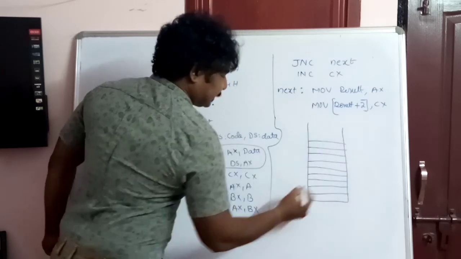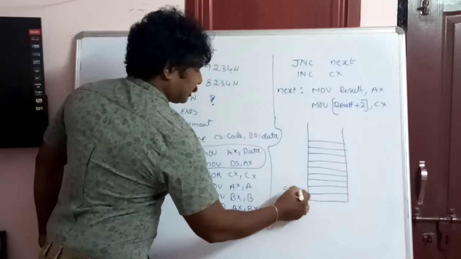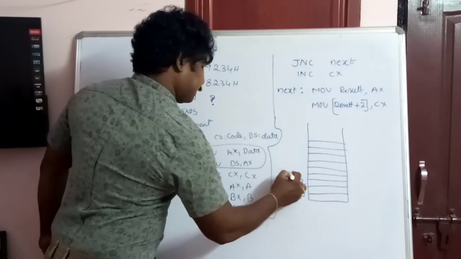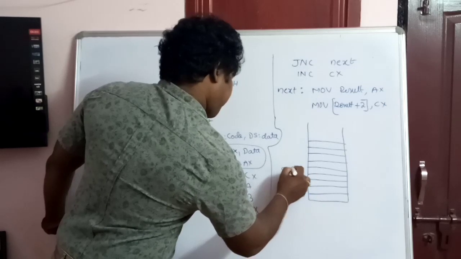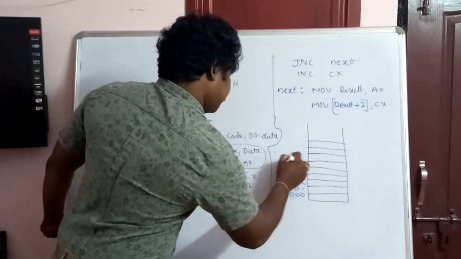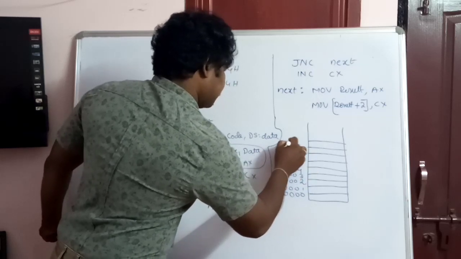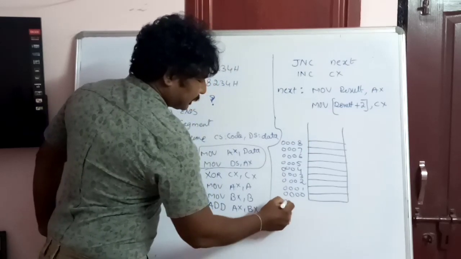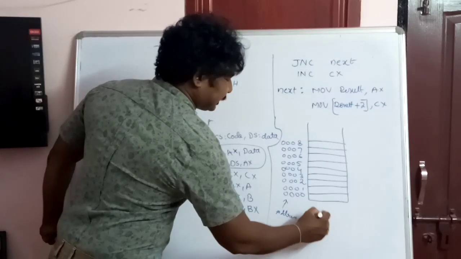Number of bytes in the data segments. Okay, so this is the 4 zeros, 1, 2, 3, 4, 5, 6, 7, 8. Okay, so these are the addresses. Okay, what is this? This is the data segment.